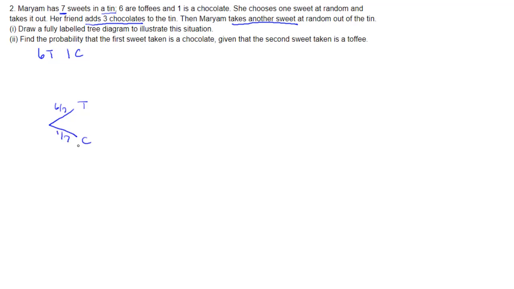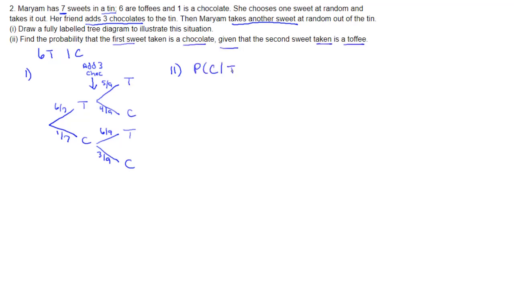The first choice is toffee or chocolate, and we've got 6 out of 7 and 1 out of 7. And then before the next pick, we're going to add 3 chocolates. So when I've taken 1 out, I'm going to only have 6, but now I'm going to have 9. So the toffee 1's been removed, so it'll be 5 ninths, and then chocolates will be 4 ninths. And then if I take out a chocolate, then it'll be 6 ninths for toffee and 3 ninths for chocolate. And that's all there is for that. That's a fully labeled tree.